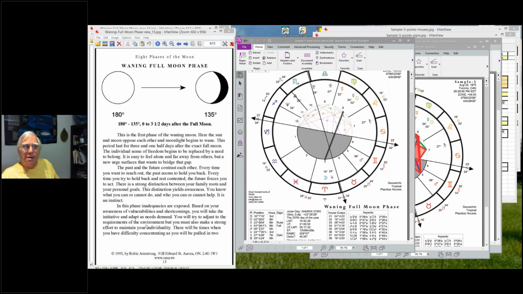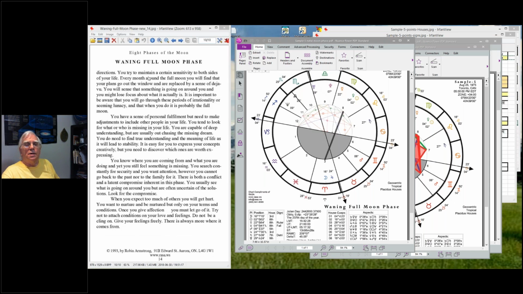You'll try to adjust to the requirements of the environment, but you also must make a strong effort to maintain your individuality. There will be times when you'll have difficulty concentrating, as you'll be pulled in two directions. You try to maintain a certain sensitivity to both sides of your life. Every month around the full moon, or 3 days after it, you'll feel that your plans go out the window and are replaced by a sense of deja vu.